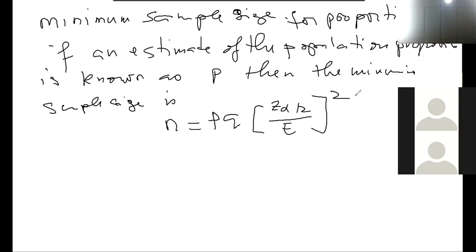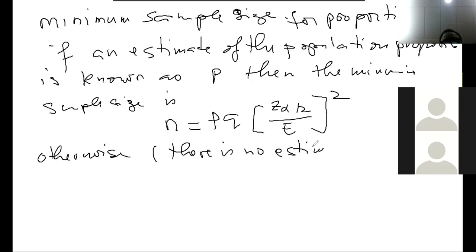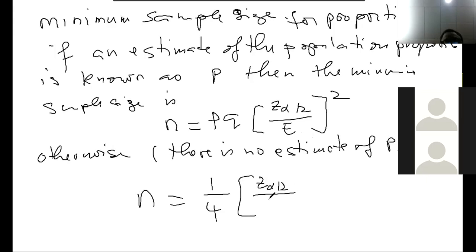You are given from past experience an estimate for the population proportion in the situation in which you are. Otherwise, here it means if there is no estimate, then you take P equals to half, with Z alpha over 2 over E.